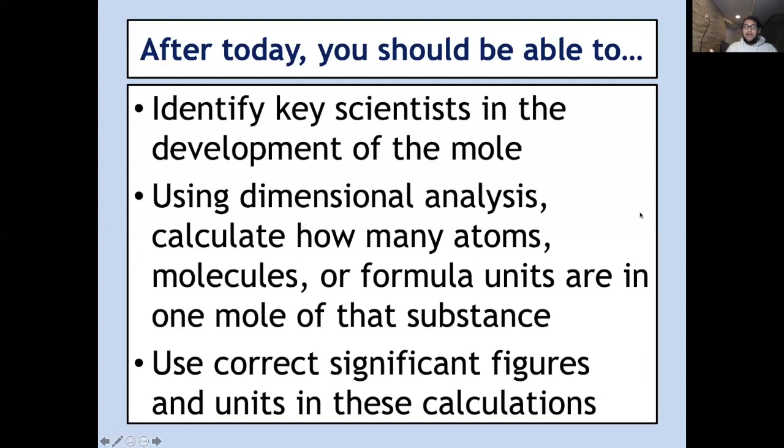Okay, and so you're going to calculate how many atoms, literally, how many atoms are in a given situation, how many molecules. We'll talk about formula units. We'll get into that as well, right? So you got a lot of new definitions that you're going to want to jot in your note catcher. Okay, and 1 mole of a substance, what does that mean? Let's talk about it. And then you want to use correct significant figures.